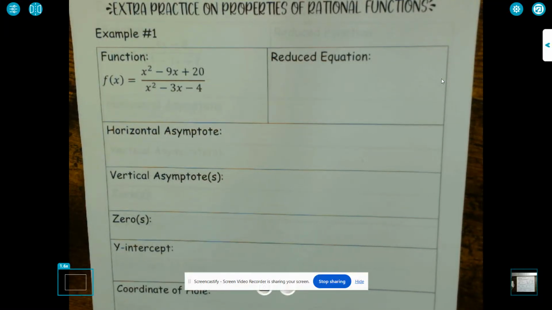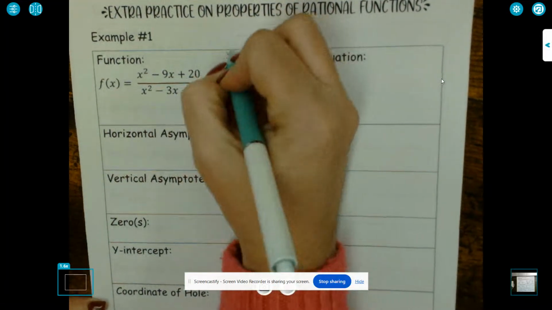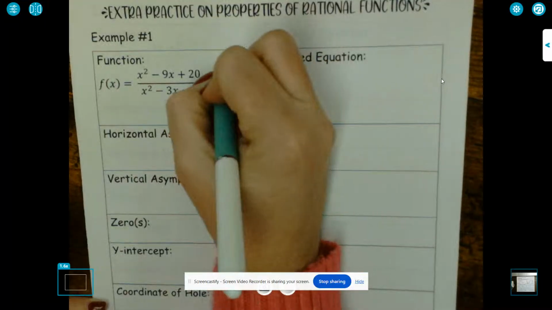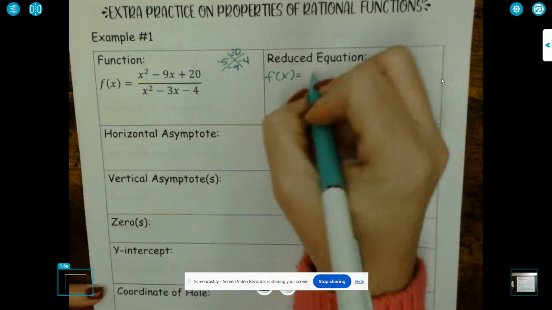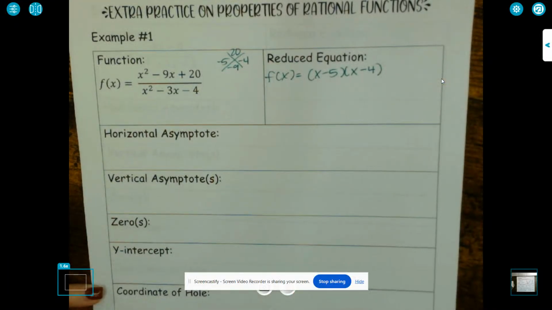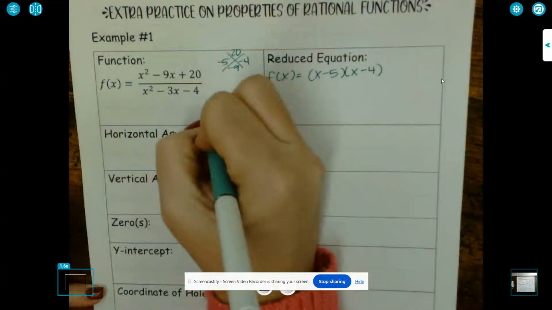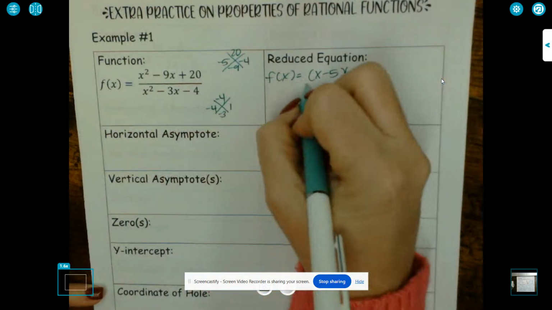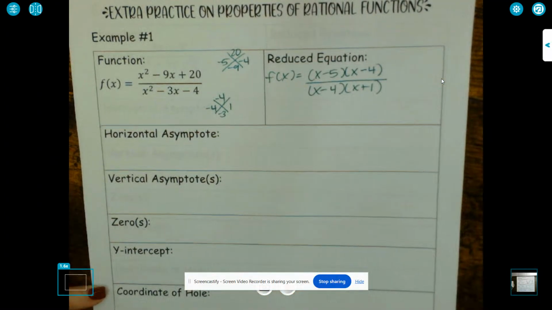All right. So when I look at example number one here, the first thing, remember, I'm always going to do is factor my function. For the top, it's going to be a 20 and a -9, which gives me a -5 and a -4. So that factors into x minus 5 and x minus 4. For the bottom, it will be a -4 and a -3, so that's -4 and +1. So x minus 4, x plus 1.